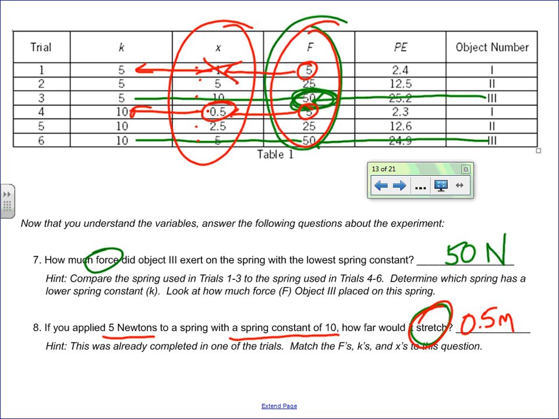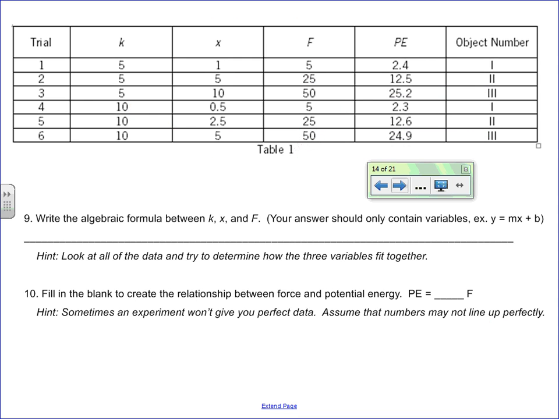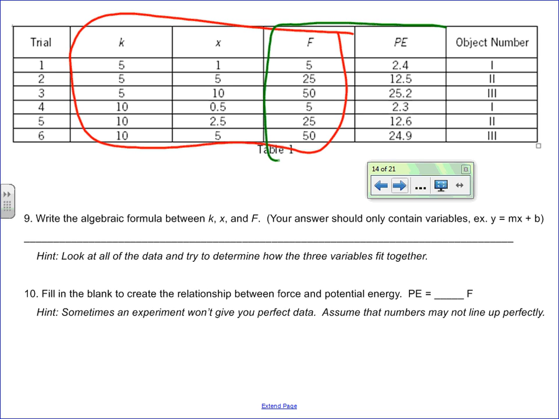All right. What you want to do right now is think back to all those experiments that we were looking at the start of class. This is why we practice those things. Questions 9 and 10 ask you to find a relationship between, the first one is K, X, and F. The second one is PE and F. So take about 2 minutes right now and look at all the data that you have in your trials, and try to first figure out a relationship between K, X, and F. And the second relationship you want to find is between PE and F.